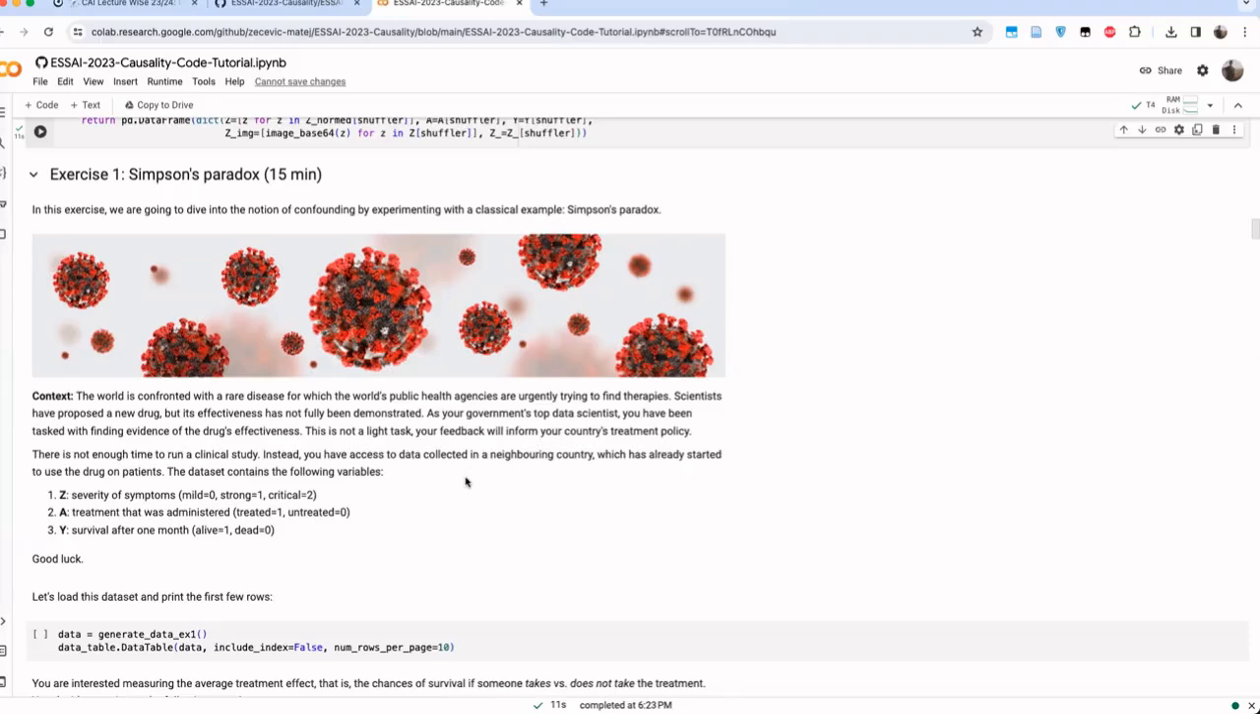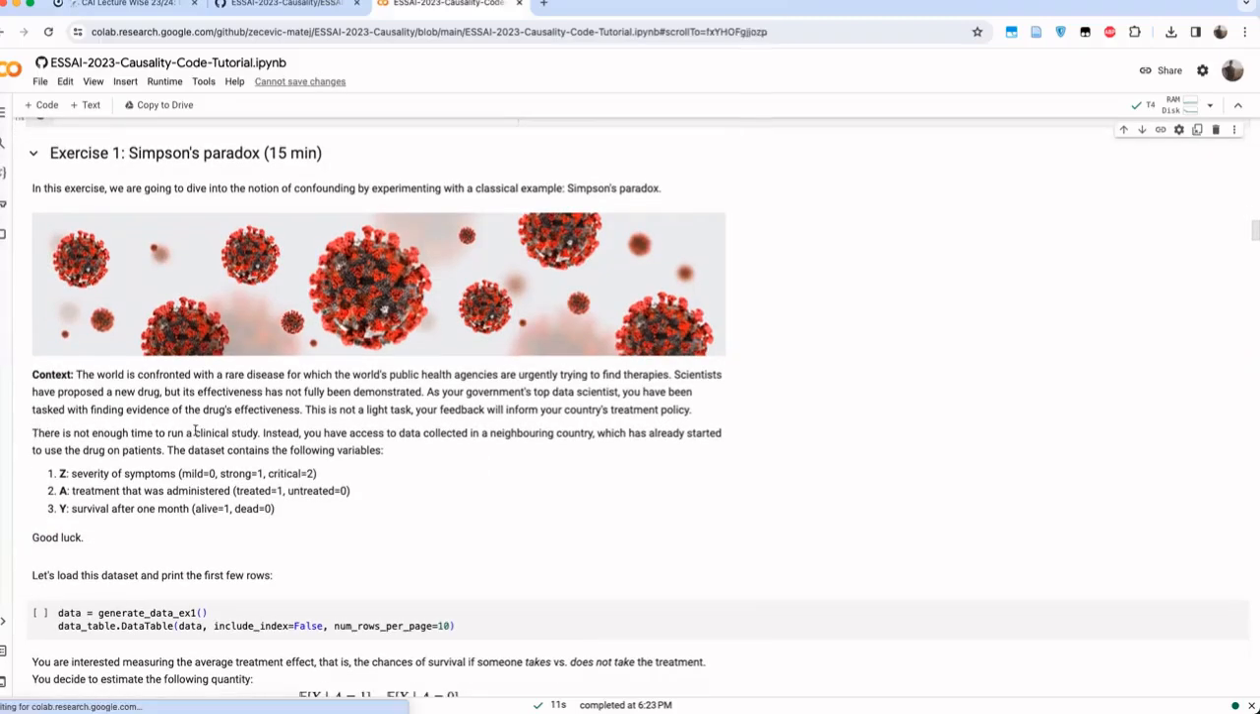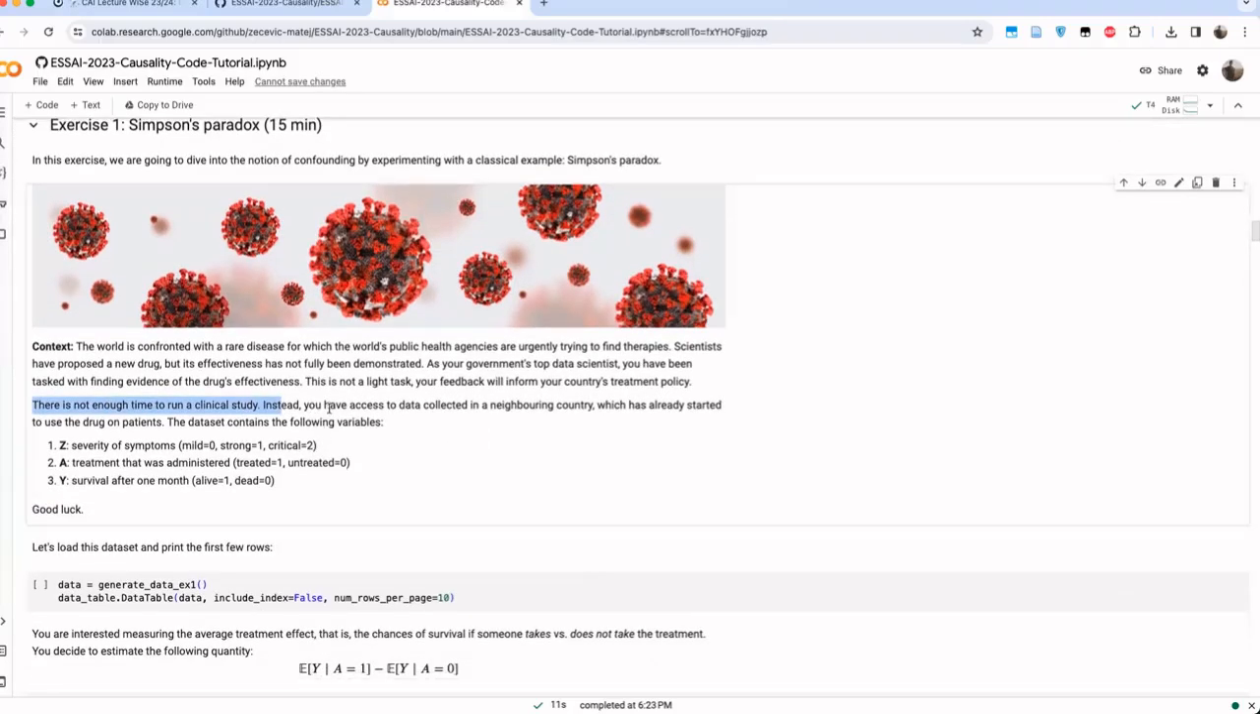So this tutorial was developed when the COVID pandemic was hitting strong, and this is where the inspiration comes from. I think everyone can relate here. And yeah, there's not enough time to run a clinical study. So we have to use data collected in neighboring countries who have already started giving drugs, right?